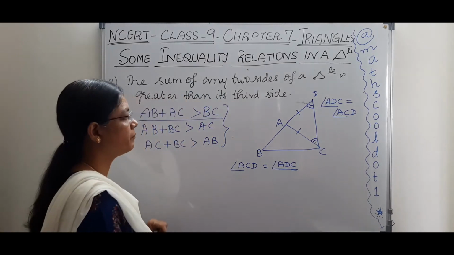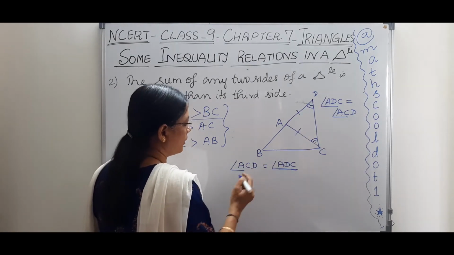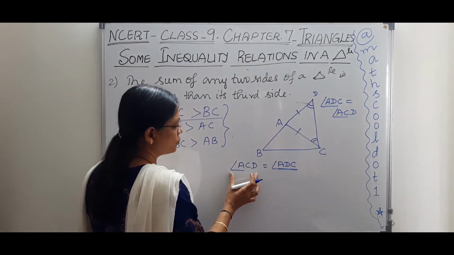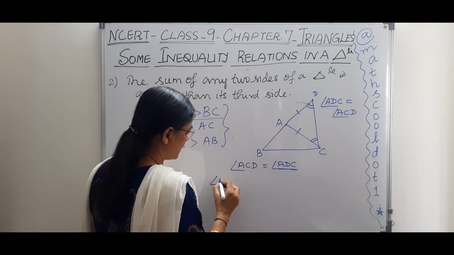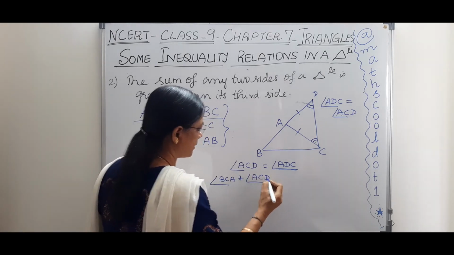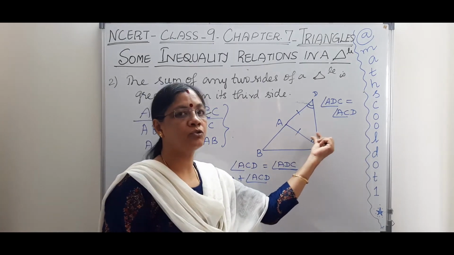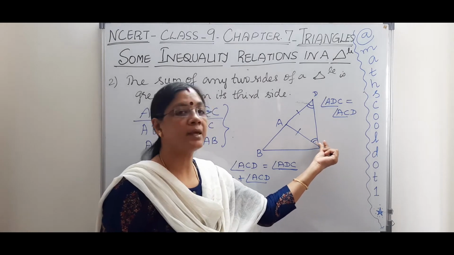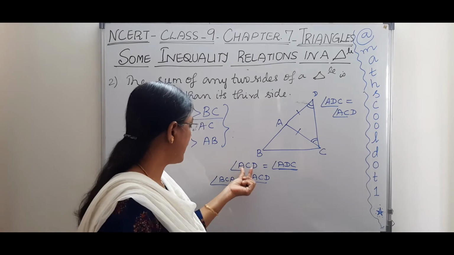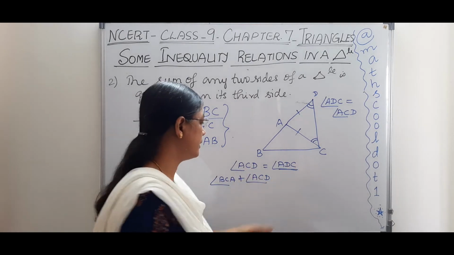So let it be. Now since these two are equal, what happens if I add BCA to this ACD, angle BCA plus ACD? This becomes larger, isn't it? Because we are adding ACD, we are adding some measure of angle to this. So naturally it becomes greater than this angle, isn't it? So when I add BCA to ACD, the sum becomes greater than ADC.